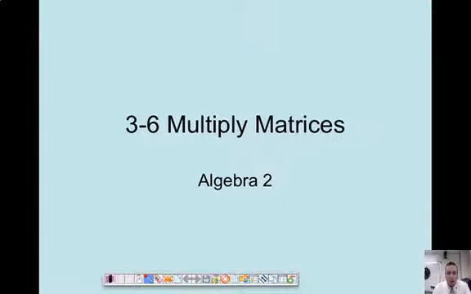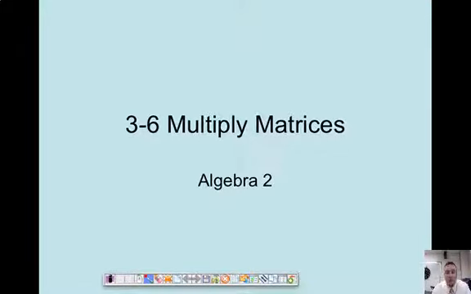Okay guys, section 6 of chapter 3, we're going to multiply matrices together. For that to happen, there's certain restrictions to this. You just can't multiply any two things together. So we're going to talk about that. This has to be all by hand. This part of the quiz or test, you cannot use a graphing calculator.